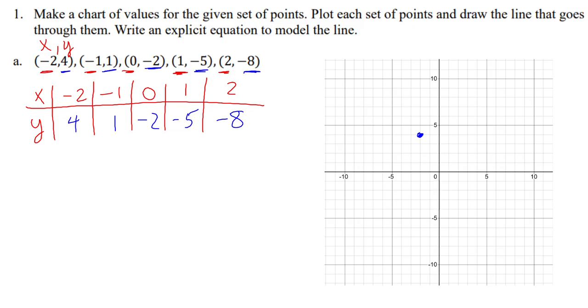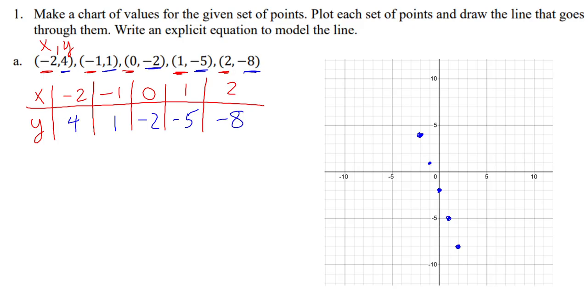Then -1, 1 should mean left 1 for the -1 and up 1 for the +1. 0, -2 means we do not move left or right because it's a 0 for the x, but -2 for the y means move straight down 2 units from the origin. And then the point 1, -5, we go to the right 1 and down 5. And for the point 2, -8, we go to the right 2 and down 8.